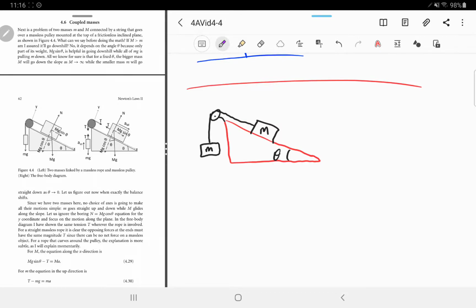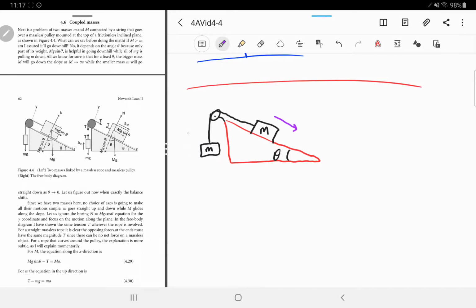Even though we don't know the direction it's going to accelerate, we do know that the rope will be taut throughout. So if capital M was going to go down the ramp, this mass is going to go up with the same speed at all times and the same acceleration at all times. These two masses have the same magnitude of acceleration and the same magnitude of speed, even though they don't have the same velocity.